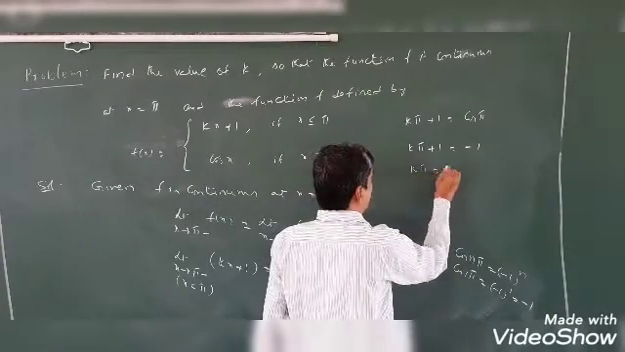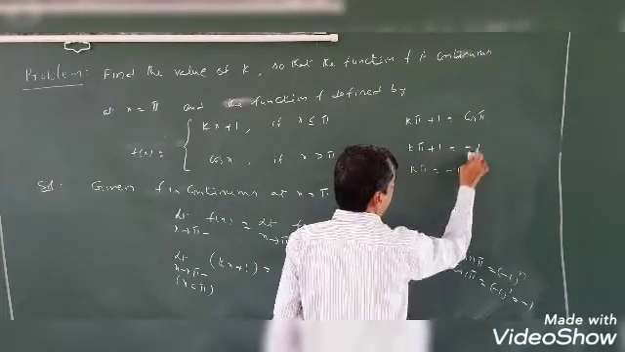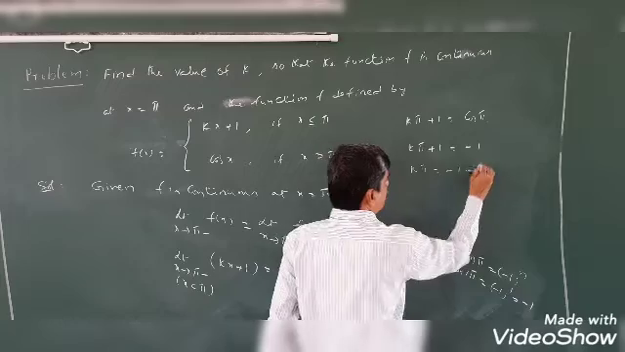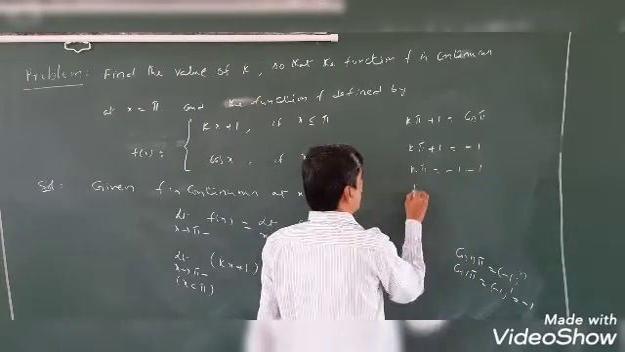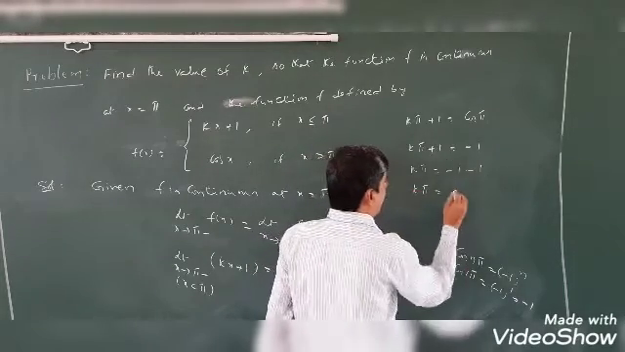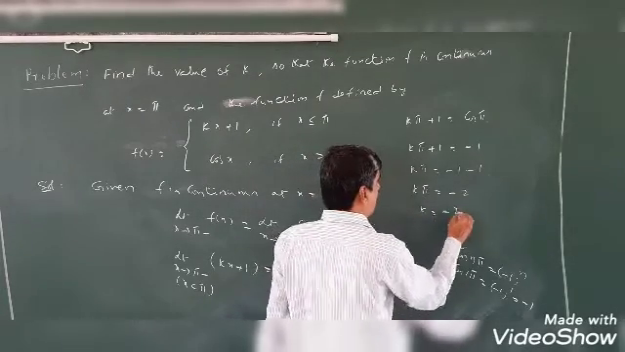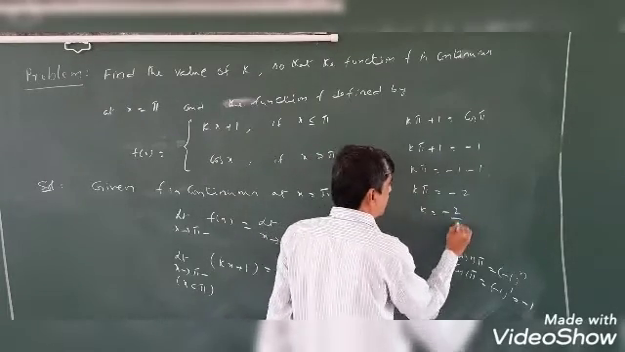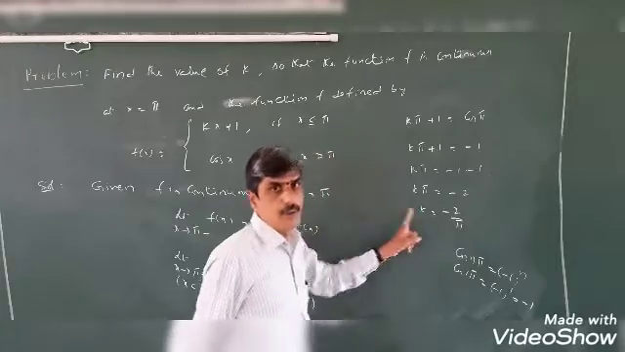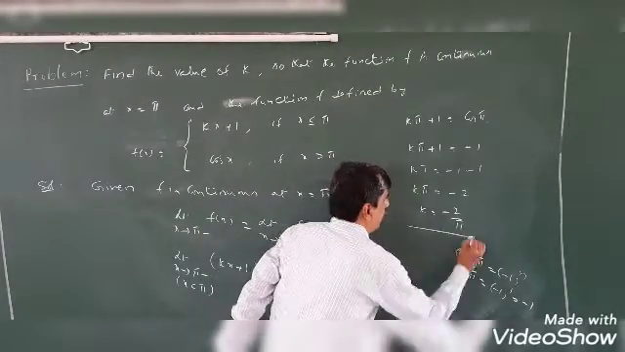k pi is equal to... this plus 1 should go to the other side. Already minus 1 is there. This plus 1 should go to the other side, minus 1. So k pi is equal to minus 1 minus 1, means minus 2. This pi should go to the other side. So k is equal to minus 2 by pi.